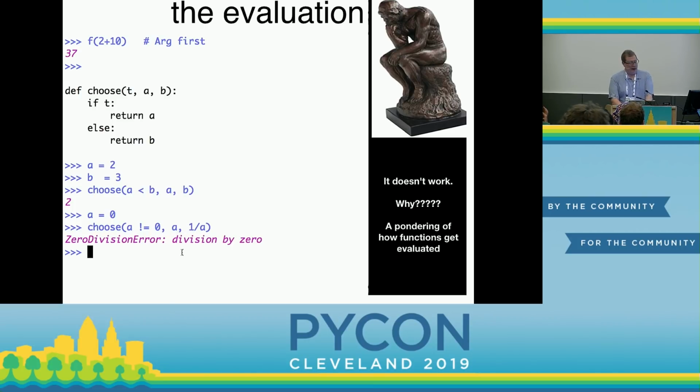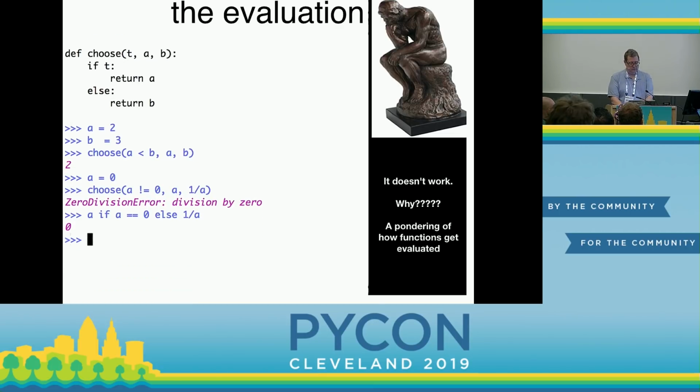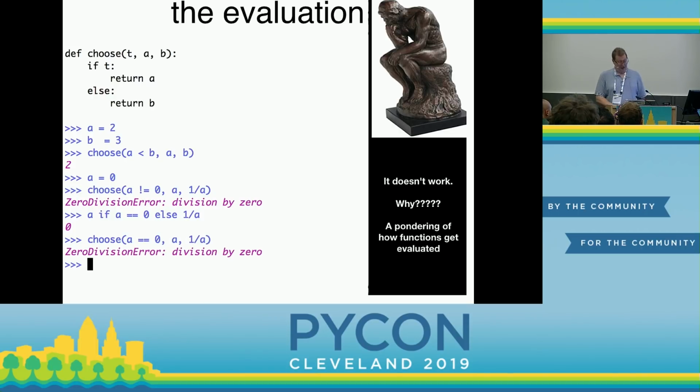That is not how control flow works in most languages. If I were to write this out using an if statement in Python, a if a not equal to 0 else 1 divided by a. Oh, maybe it should be equal to 0. Let's try that. That does not blow up, whereas my other one does. The reason this one doesn't blow up is that Python is smart enough to not go down the else. It does the check first, and then decides to do one or the other.